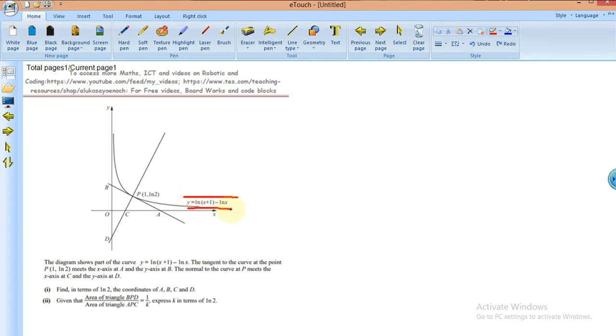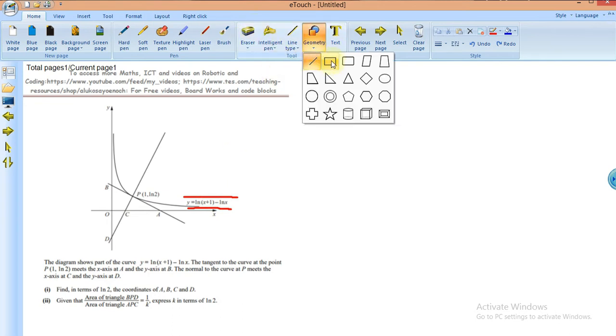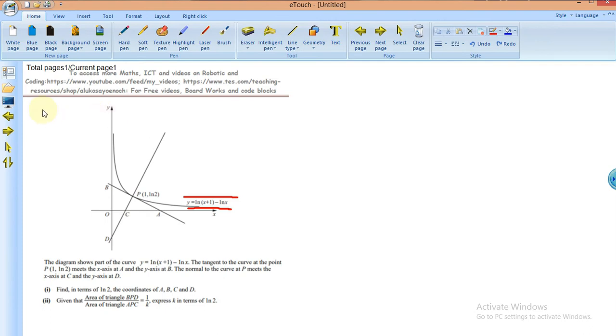Now, we are going to get the gradient from this equation, and don't forget, to find the gradient of a given equation, you just go ahead and differentiate. In order to manage my board very well this time around, let me put it here. So I'm going to find dy/dx now. I will take it as y prime, that is dy over dx.